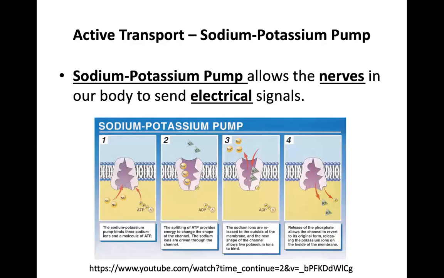Okay? So the best example of active transport is the sodium-potassium pump. And remember the other day we saw the nerve cell, right? I showed you all that in here. Okay? This is what allows the nerves in our body to send electrical signals. So you have sodium-potassium ions that get pumped in and out of the cell. Okay? So the best way to think of this, a pump, think of like a soap pump, right? What do you need to pump the soap? Energy, right? So that's a sodium-potassium pump.